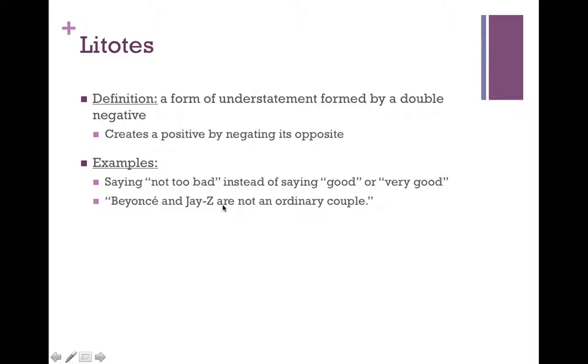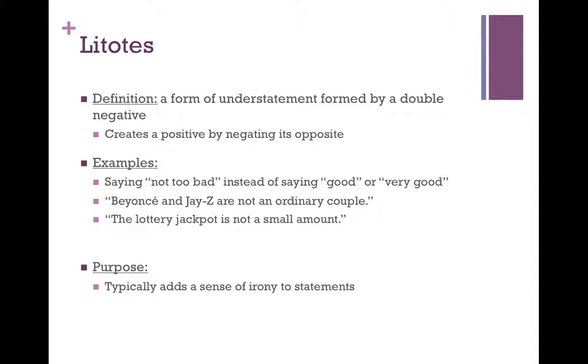So in this case, that would be litotes because you have the double negative that creates a positive meaning instead. If you say the lottery jackpot is not a small amount, same thing. That's a huge understatement to say that it's not small because the jackpot is usually many, many millions of dollars. And lastly, the purpose of litotes is it usually adds a sense of irony. So instead of saying it's a huge amount or they're an extraordinary couple, it's kind of an ironic way to understate the point that you're trying to make.